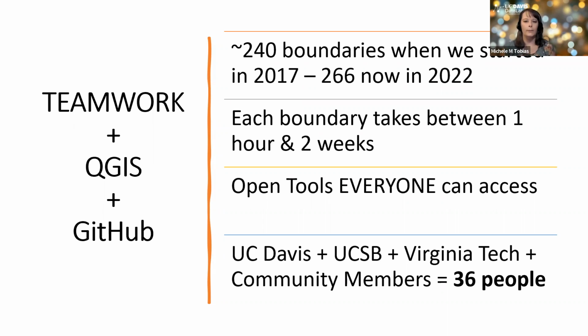So each of these boundaries takes between an hour to 2 weeks. You can have a really simple one that usually has 1 or 2 maps. You can knock that out in about an hour if you're familiar with the process. And then there's some in California that are enormous and complex. It took one of my interns about 2 weeks working half-time to finish that. So some of these are pretty complicated and take a lot of time.